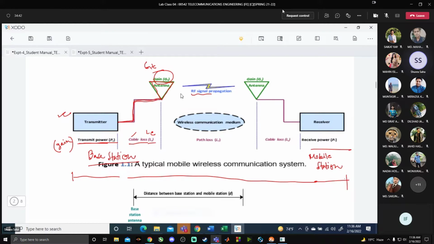Okay, so now the signal is propagated towards the mobile set, the receiving antenna. This is the wireless communication medium, the complex environment that we are talking about. A city area will be one type. Rural areas will be different. Suburban areas will be different. You can have many obstacles, or fewer obstacles. Anything can happen. So the loss that occurs between the transmitting antenna and the receiving antenna is called path loss, and it is represented by LT.